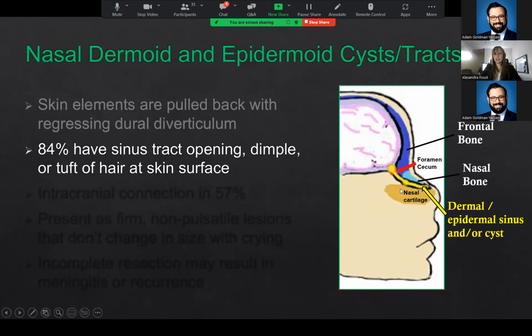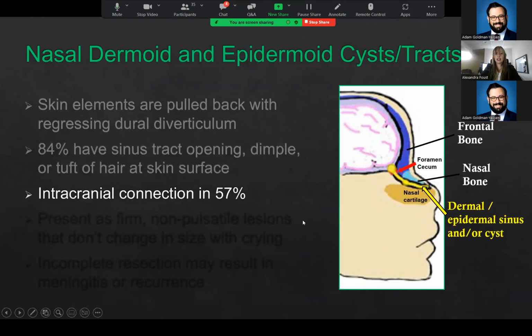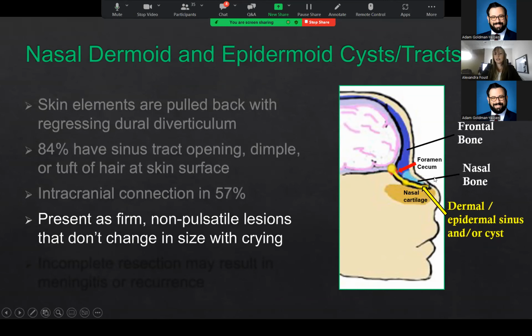84% of these patients will have a sinus tract opening or a little dimple or tuft of hair at the skin surface. And intracranial connections are common at 57% of cases. That's important because this is going to serve, if there is an intracranial connection, as a pathway for infections to just climb all their way up right into the brain. And so you'll have risk for meningitis. If they have a palpable lesion, either at the nasal bridge or at the nasal tip, these tend to be non-pulsatile because you, again, don't have that subarachnoid connection. They're not going to change with crying.